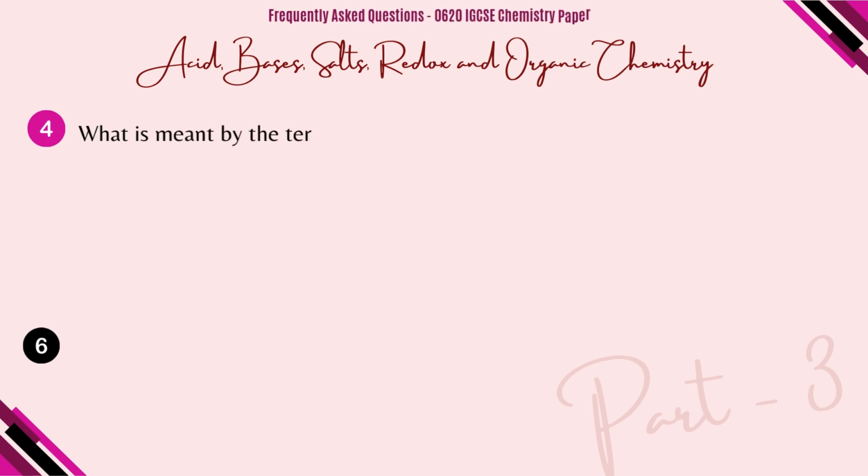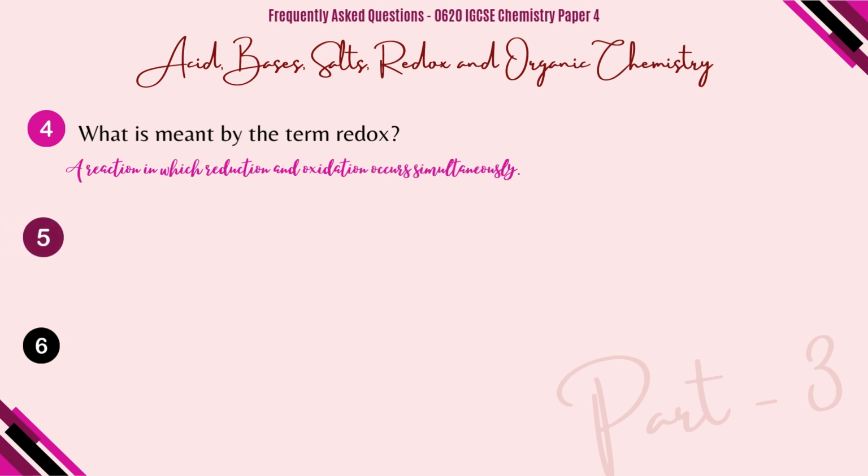Question number 4. What is meant by the term redox? Very simple and very common question. A reaction in which reduction, which is the gain of electrons, and oxidation, which is the loss of electrons, occur simultaneously.